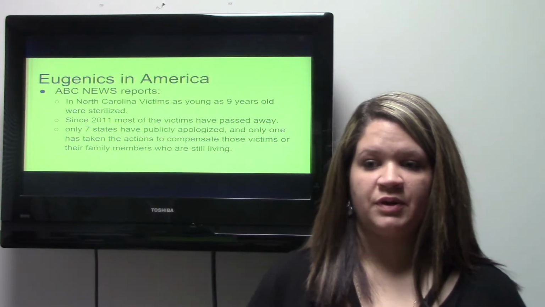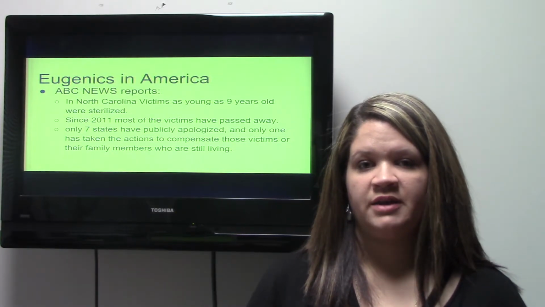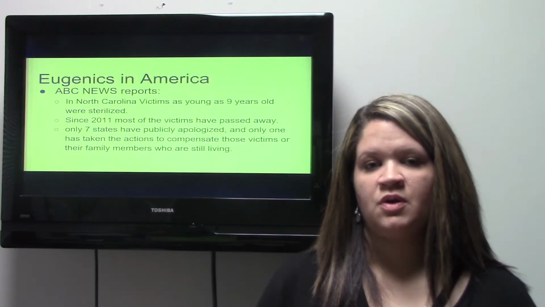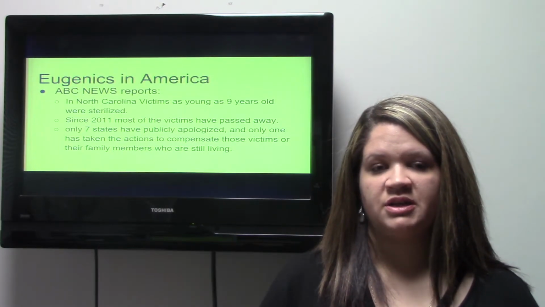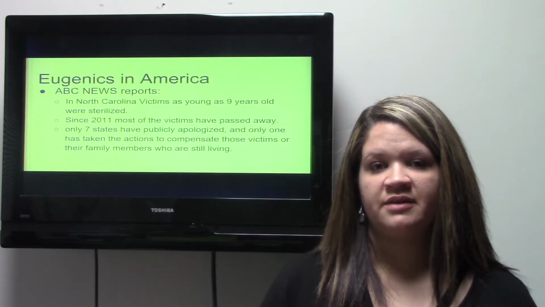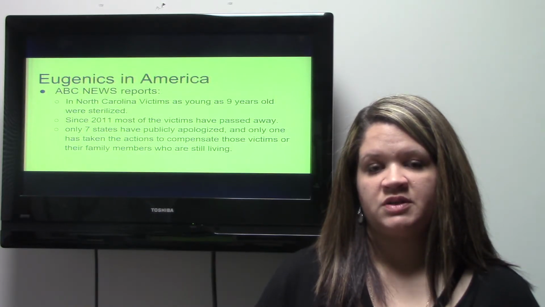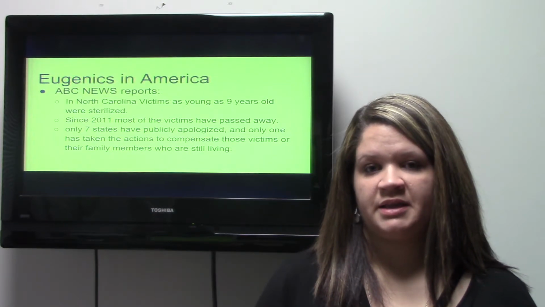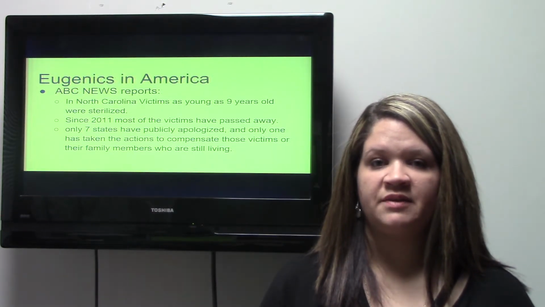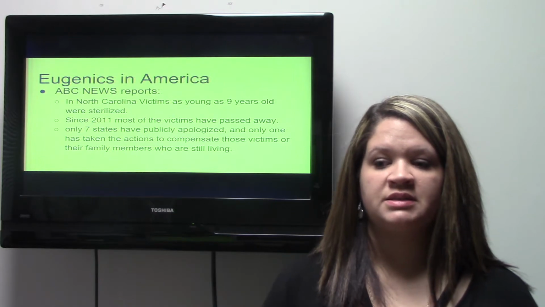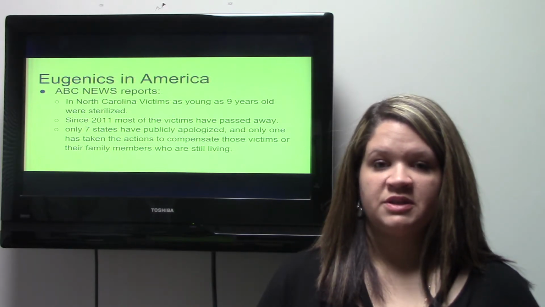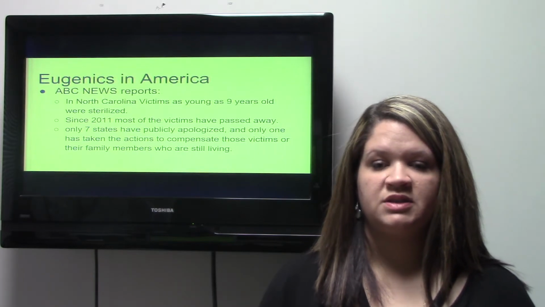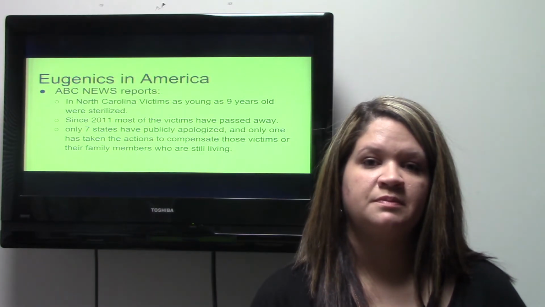ABC News reported that in North Carolina, over 85% of their sterilization victims were women, some as young as 9 years of age. Since 2011, most of those victims have passed away, but their families continue to live with this pain daily. Only 7 states have publicly apologized to the victims and their families, and only 1 has taken steps to compensate those victims and their family members.